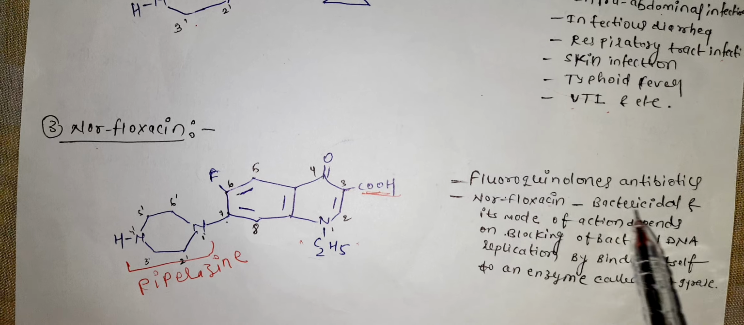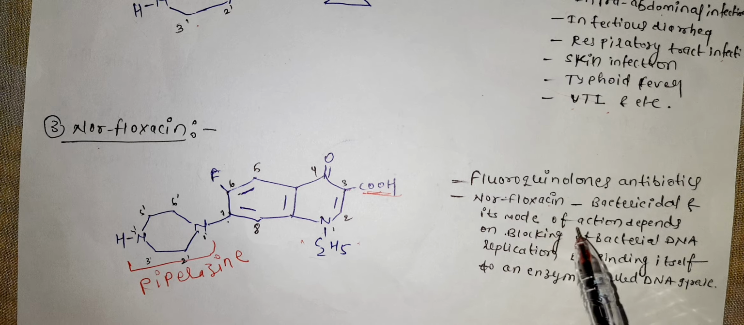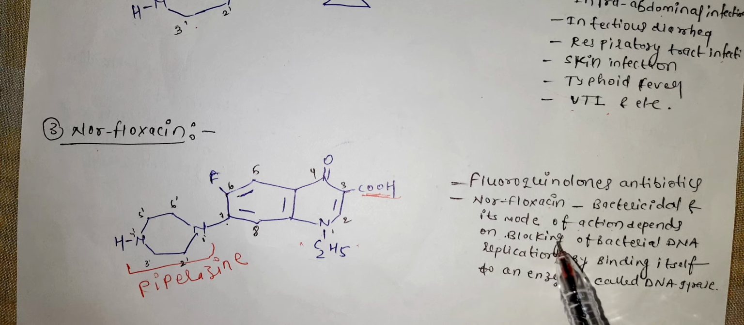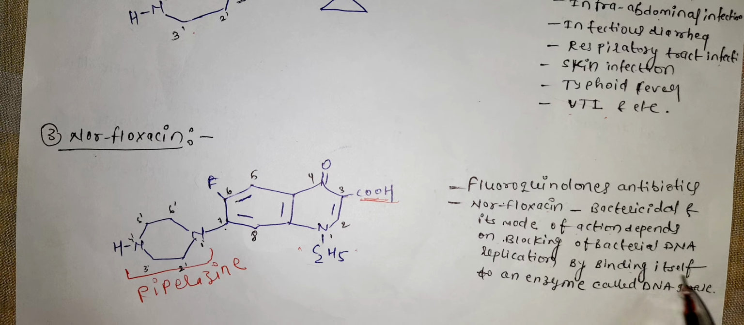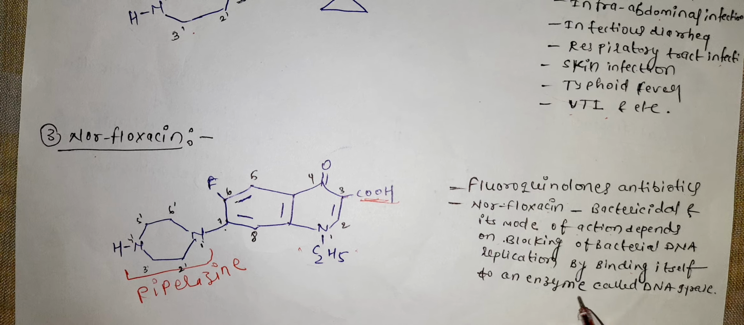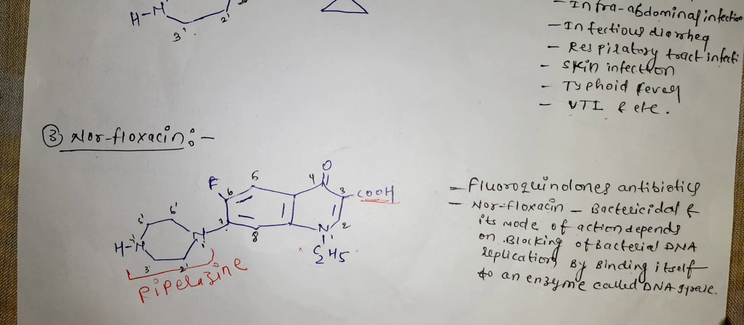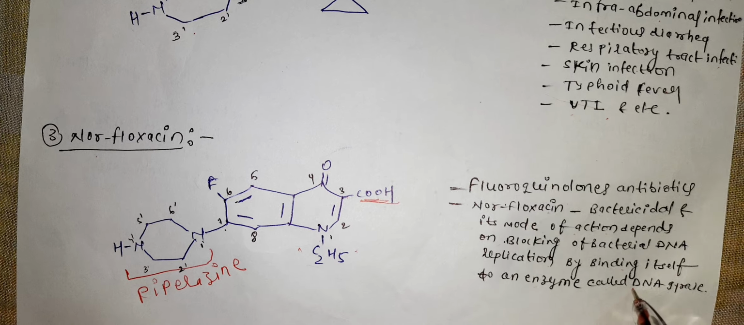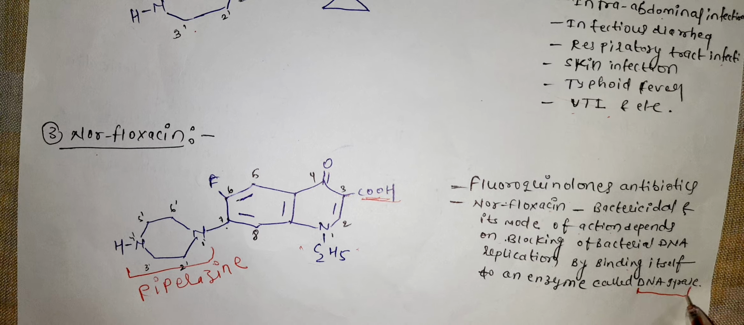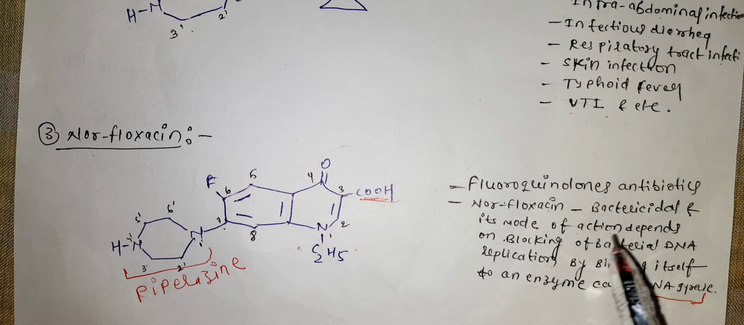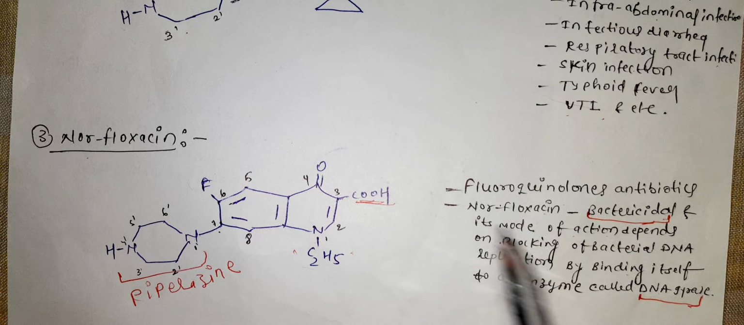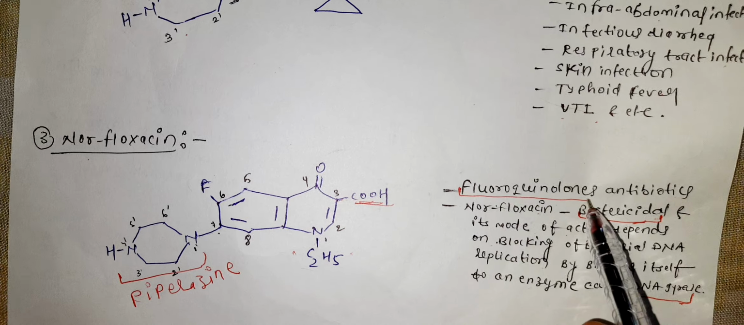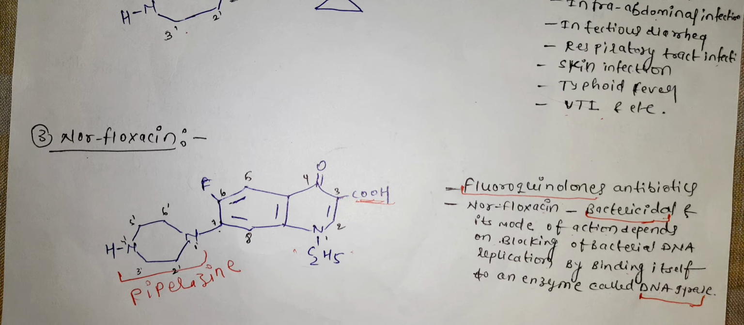Norfloxacin is antibacterial, and its mode of action depends on blocking bacterial DNA replication by binding itself to an enzyme called DNA gyrase. So it shows binding to the DNA gyrase enzyme, and the mechanism of action is bactericidal, and the derivative is a fluoroquinolone antibiotic. Now move on to the next drug.